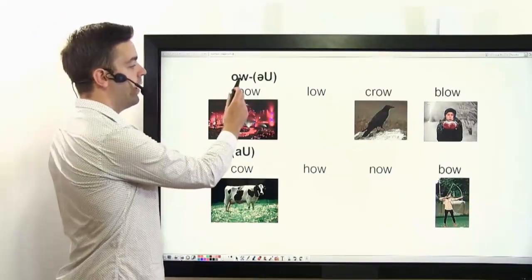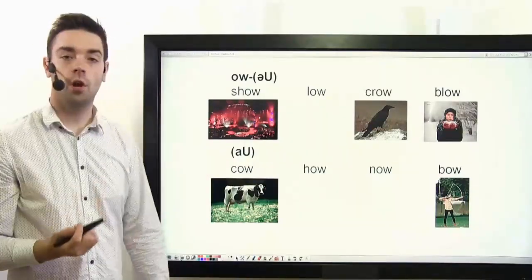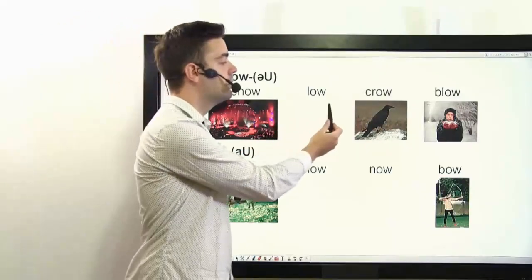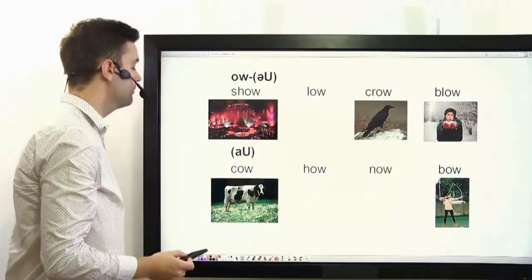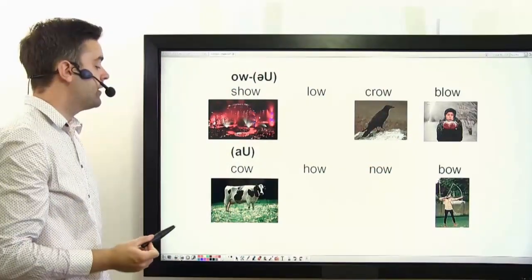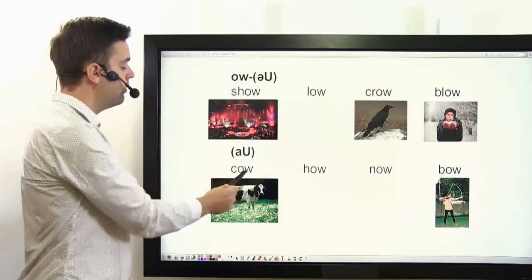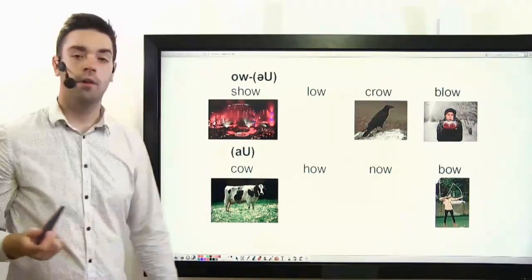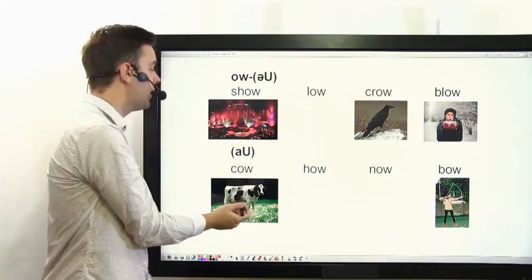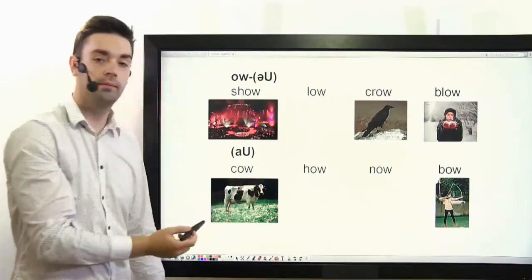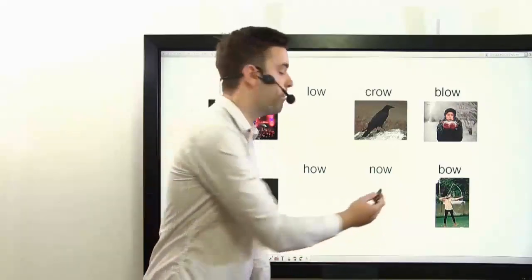When you join O and W, you get an oh noise. So show, low, crow, and blow. You can also get, when you join O and W, another sound. So ow. So instead of oh, you can have ow as well. So cow, how, now, and bow.